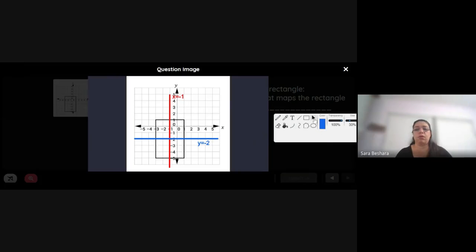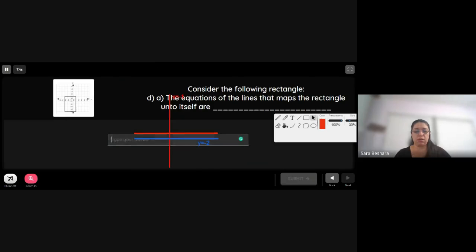So this is what I'm going to write as an answer. X equal to -1 and y equal to -2. When we did y equal to -1, which I can also draw here, you probably can see that this line right here did not make it symmetrical, or didn't go through the center of it. Okay? All right, let's close that picture and let's write down the answer here.